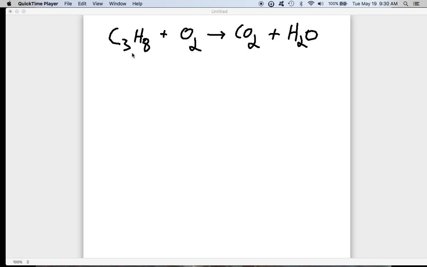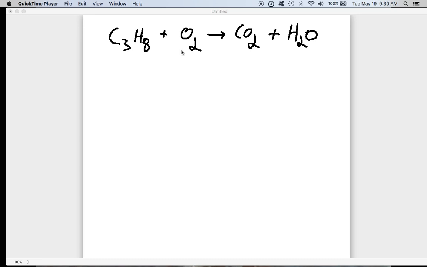cook some propane. Propane is this stuff right here, C3H8: methane, ethane, propane. It's a hydrocarbon, contains nothing but hydrogens and carbons. 3 carbons, 8 hydrogens. We're going to react this with O2, atmospheric oxygen. These are all gases, by the way, and we're going to create CO2 and H2O.